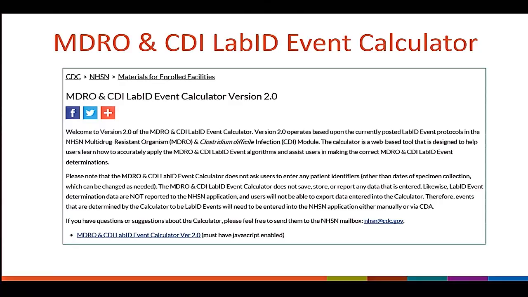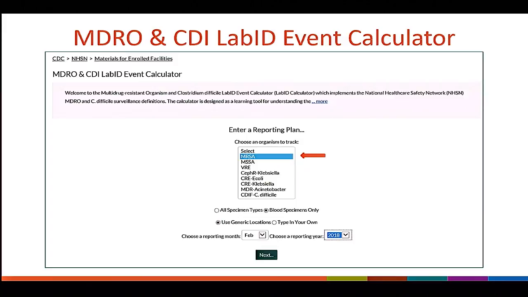So I want to draw attention to the MDRO and CDI lab ID event calculator. And the link is included in your handouts, and I've just highlighted that link there. So what you'll find when you're trying to use the lab ID calculator to determine if you have a lab ID event, you'd select the organism, in this case MRSA. You'd select blood specimens only if it is a positive blood culture or if you're following blood specimens only. And then you put in the month and the reporting year.